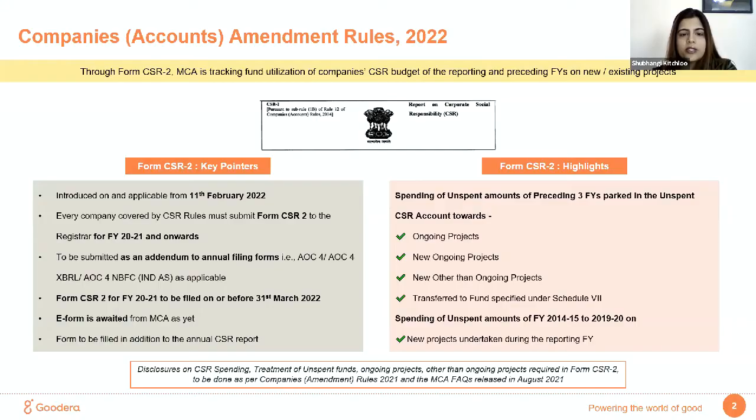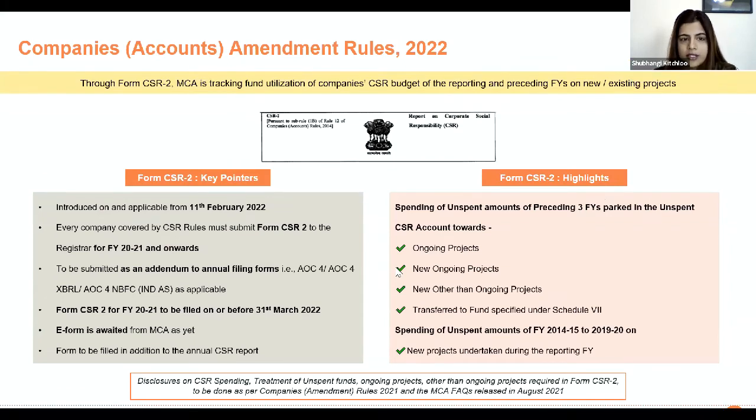Some key points to note about CSR Form 2 is that it was introduced on the 11th of February this year and is required to be filled for FY 2021 and onwards. This is an e-form required to be filled digitally. The deadline to submit this for 2021 is 31st of March 2022, and for FY 21-22 and onwards, it will need to be filled as an addendum to the applicable annual filing forms listed on this slide.